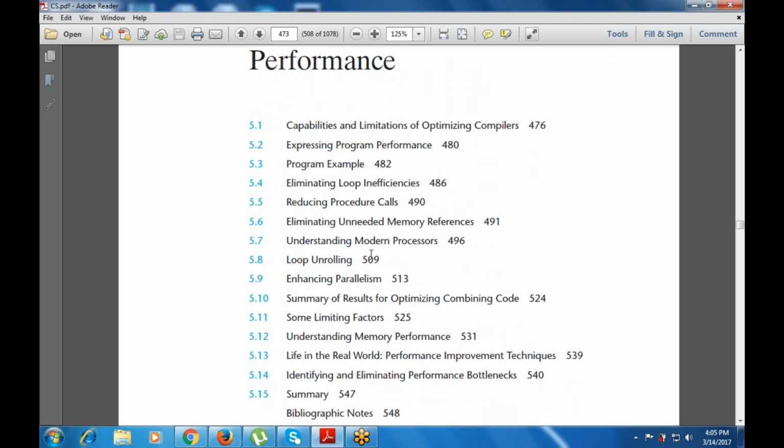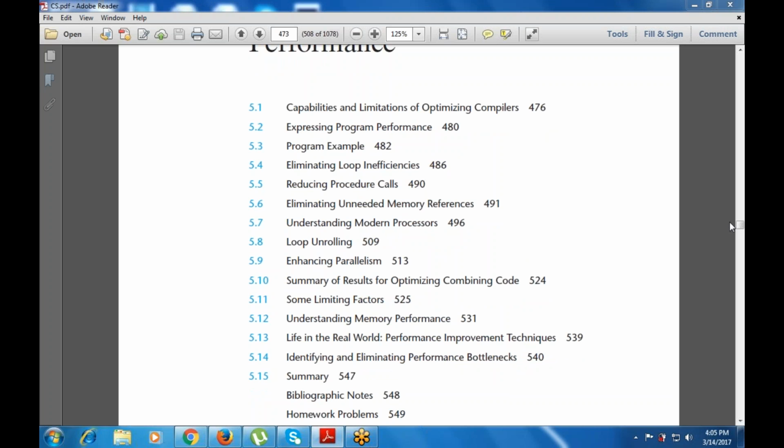Then understanding the modern processor, that is the day-to-day processor that is used, known as a modern processor. Then loop unrolling, which means the same loop will be going on and on. Then enhancing the parallelism, then a summary of the results for optimizing the combining code, then some limiting factors, what are the various limiting factors that are available over here. Then understanding memory performance, then life in the real world, that is performance improvement techniques. Then identifying and eliminating performance bottlenecks. Then at last there is a summary of this chapter.